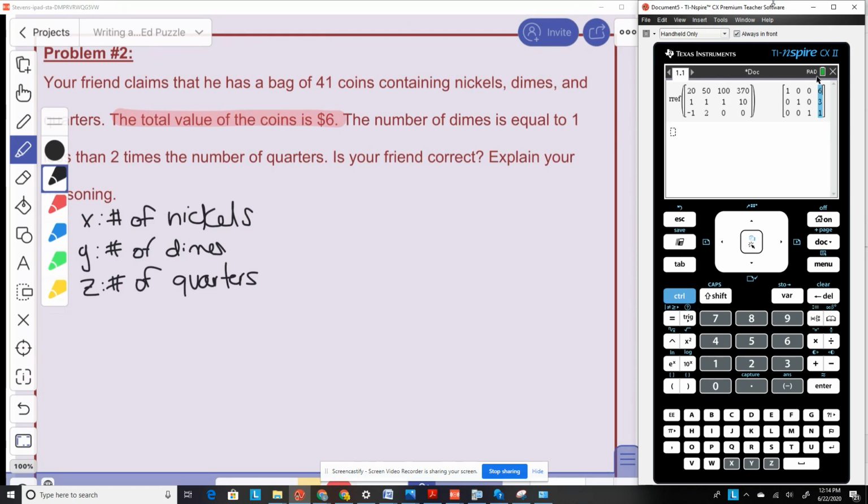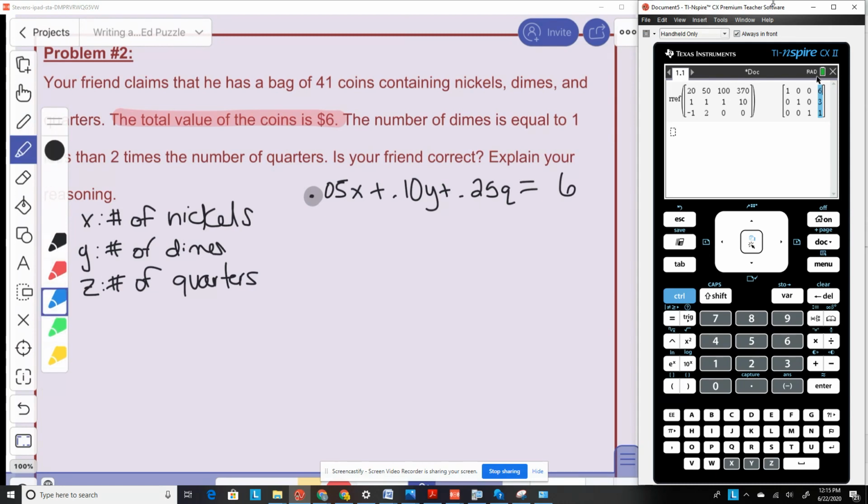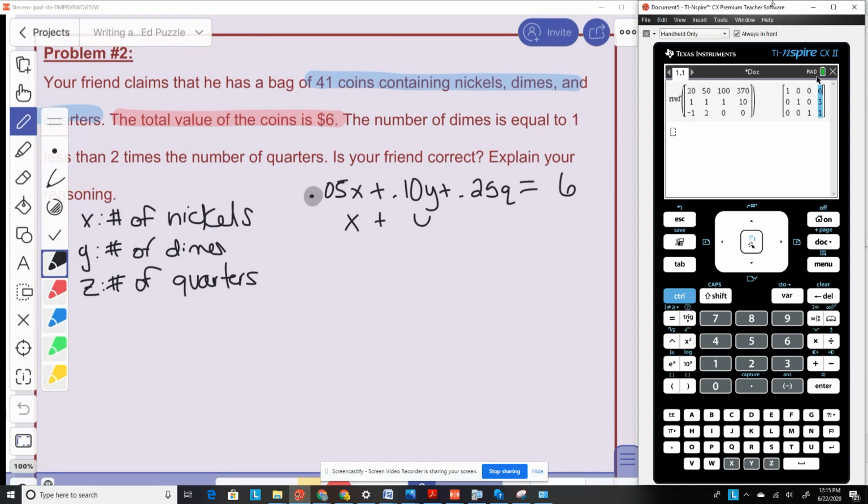What does that mean? That means every nickel is 5 cents. So 0.05 times the number of nickels plus 0.10 times the number of dimes plus 0.25 times the number of quarters is going to be equal to $6. They also said they have 41 coins total. So that means if I add up the number of coins, X plus Y plus Z, I should have 41 coins.